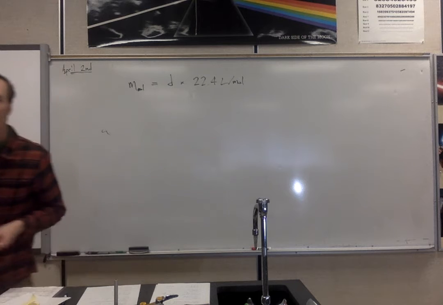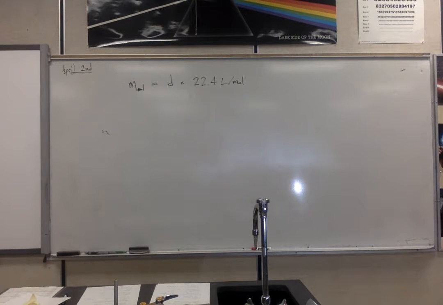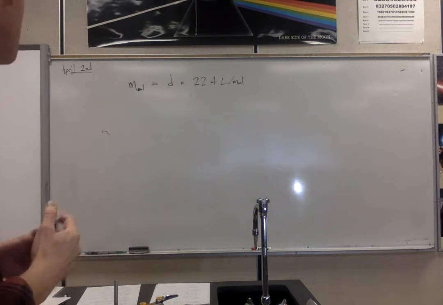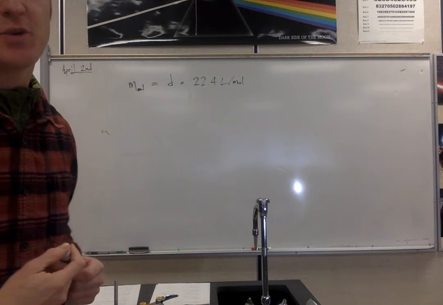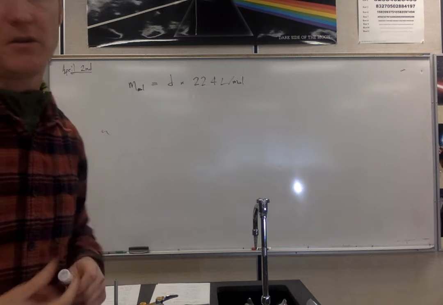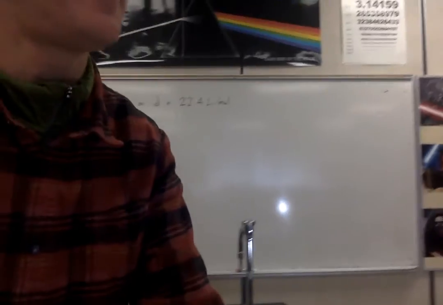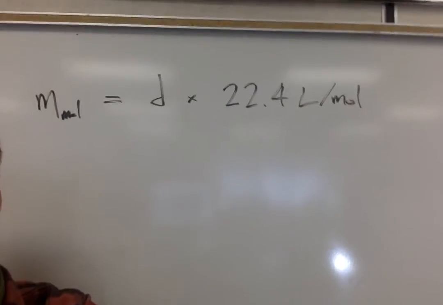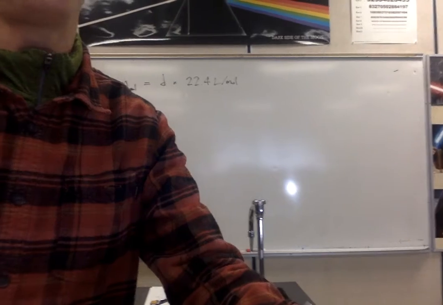You get molar mass, the M mole part there, equals the density times your 22.4 liters per mole. I'll zero in on that, and I'm going to try and get a better pen. There. That's the equation I'm talking about. So we'll work with that for this question.